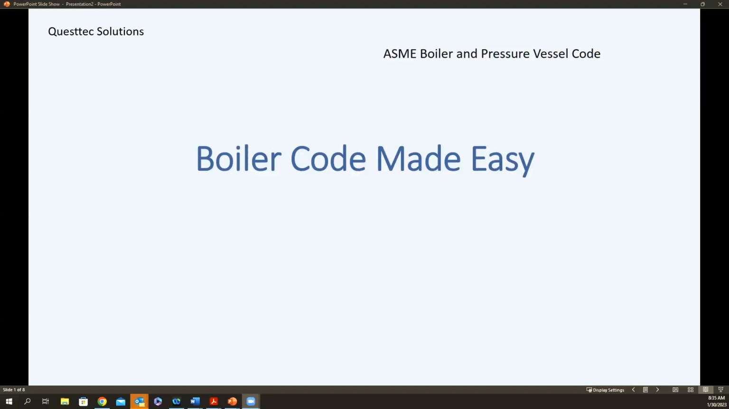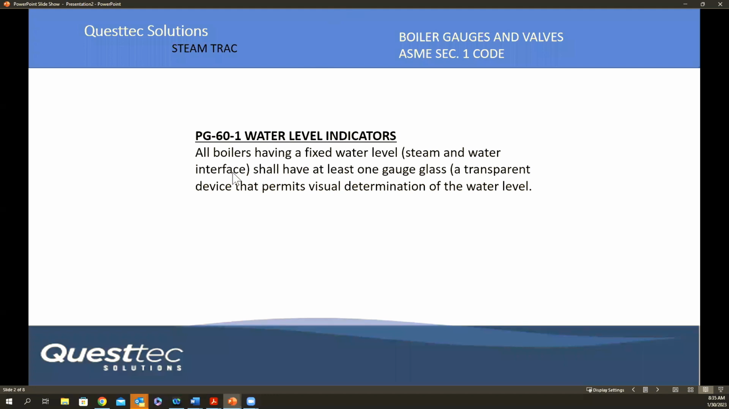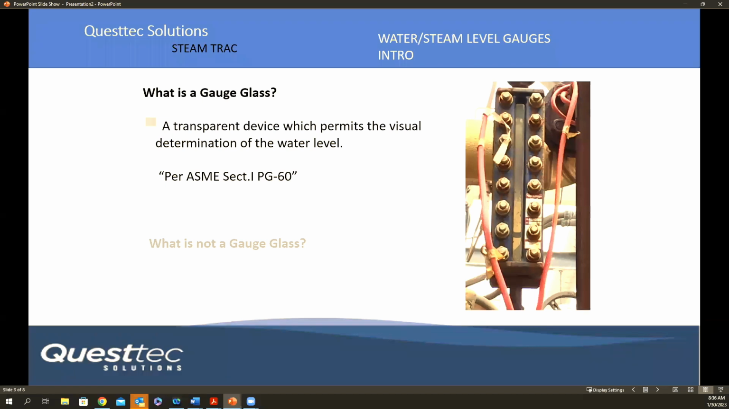As we all know, boiler code is designated by ASME Section 1 PG 60. PG 60 dictates all boilers having a fixed water level, steam and water interface, shall have at least one gauge glass, a transparent device that permits visual determination of water level. What is a gauge glass? It is defined as a transparent device which permits the visual determination of the water level per ASME Section 1 PG 60.